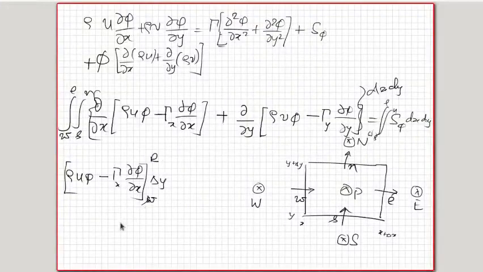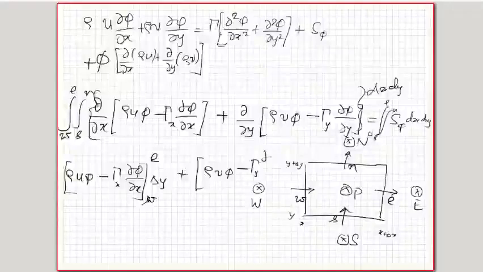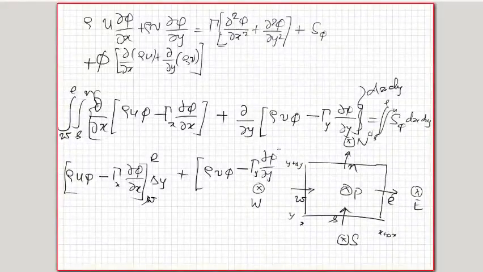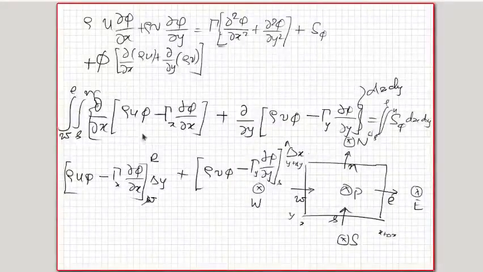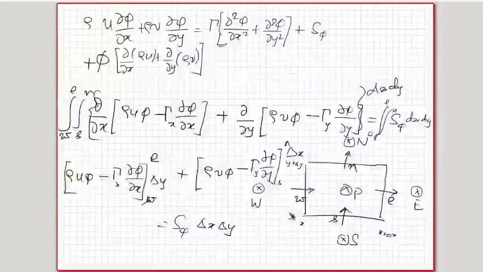Okay, and similarly plus rho v phi minus gamma y del phi by del y from south to north to delta x. This will be the integral of this plus this, and that will be equal to S phi. If I take it as uniform in this region, this S phi is the representative value of this region multiplied by delta x delta y. Okay, so that is your integral.